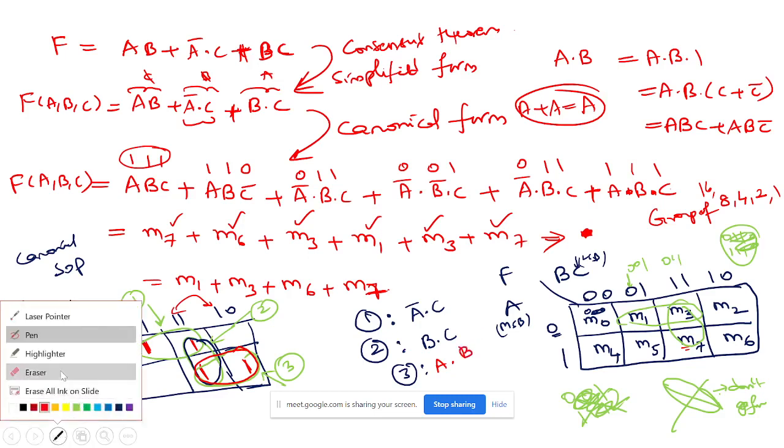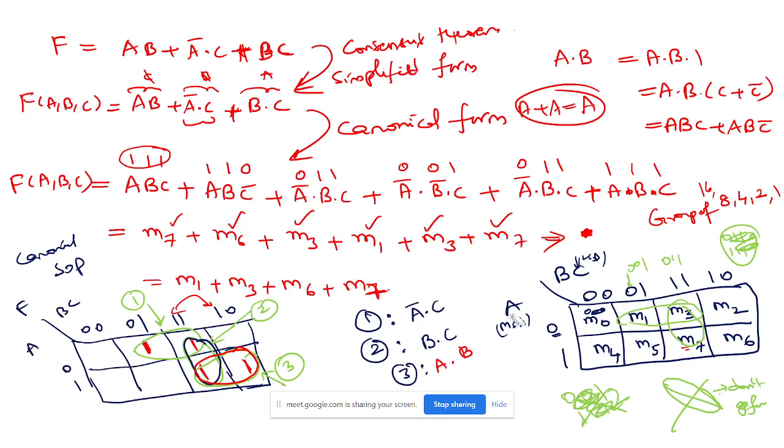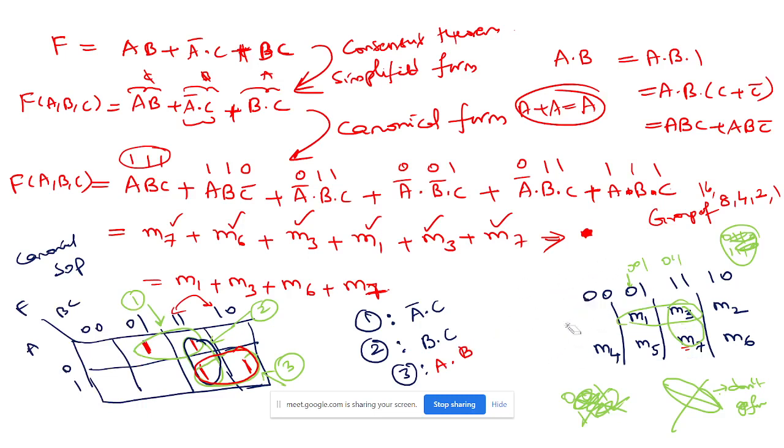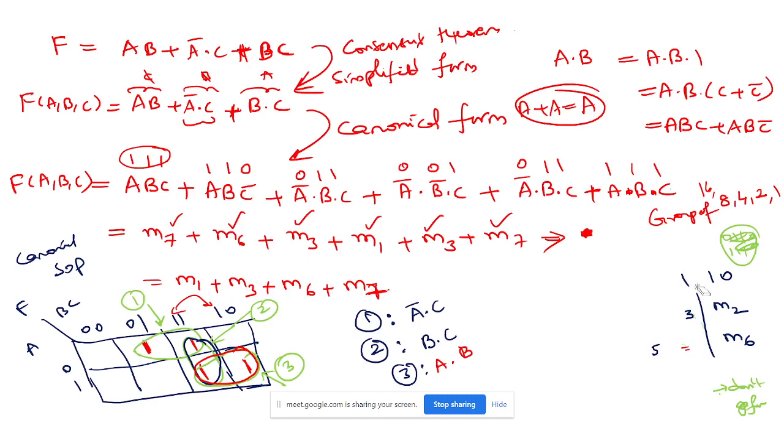Now here comes the ultimate for K-maps. So what should I write? What is F? Is it 1 plus 2 plus 3? Or 1 plus 3? Or 2 plus 3? Who will decide? Or 1 plus 2?